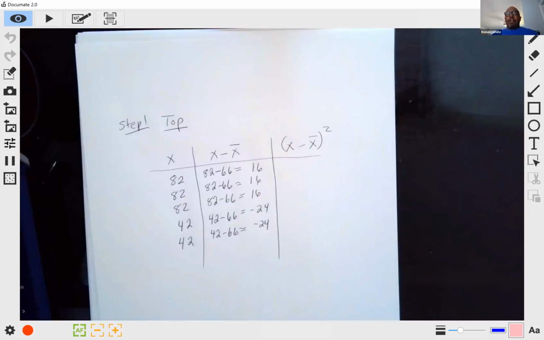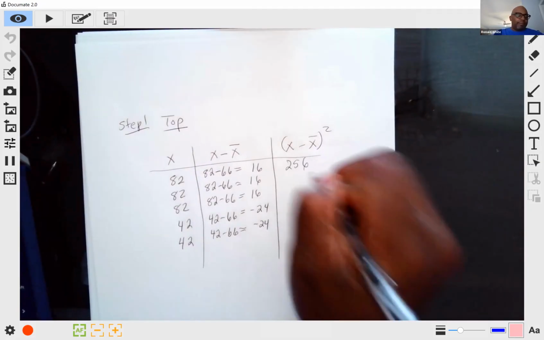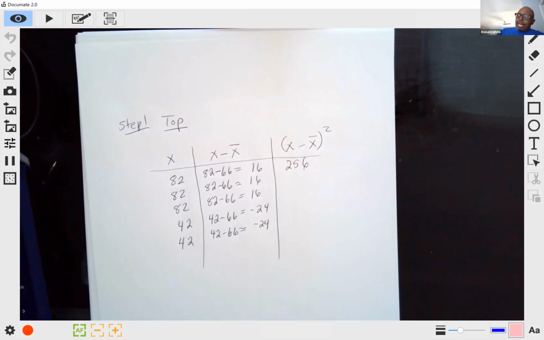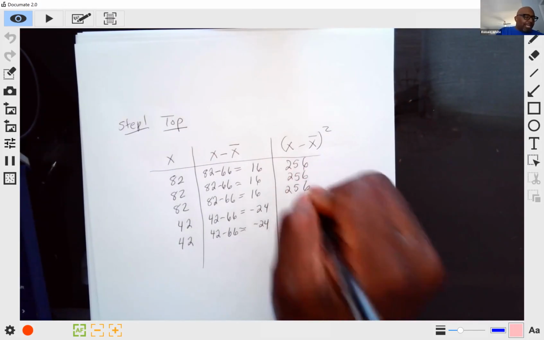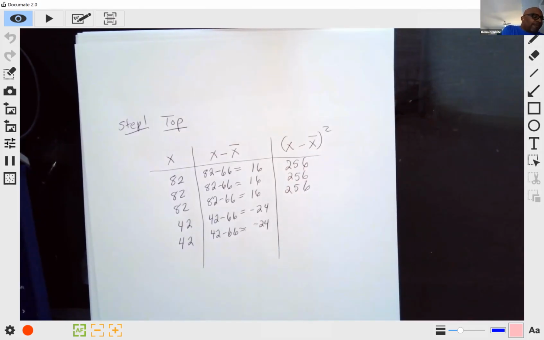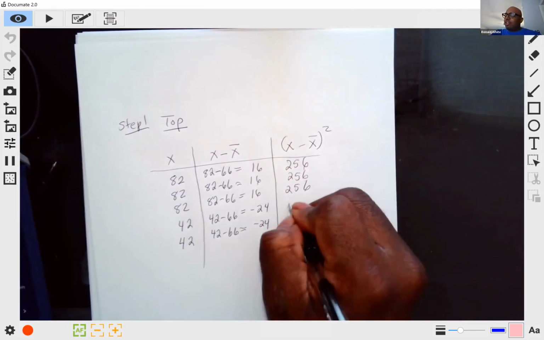And it's not going to matter because I'm going to square each of these numbers. That is, I'm going to multiply each of these numbers times itself. In other words, I'm going to say 16 times 16 is 256. And I have that 3 times. And then 24 times 24 is 576.